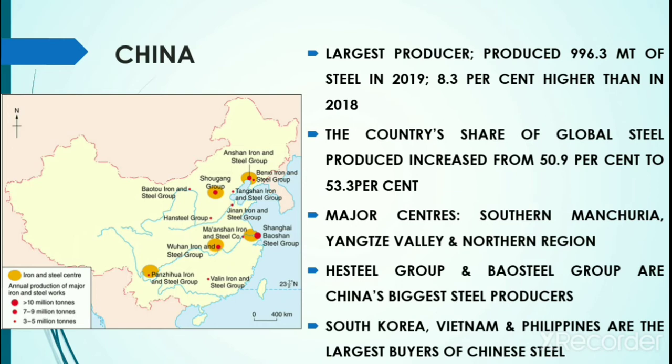The major centers of iron and steel production are South Manchuria, the Yangtze Valley, and the Northern region. The Hebei Group and the Baow Steel Group are China's biggest steel producers. Mainly, the Chinese steel is exported to South Korea, Vietnam, and Philippines, who are the largest buyers.